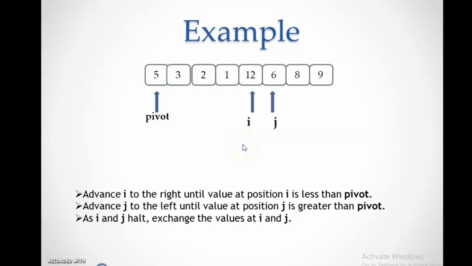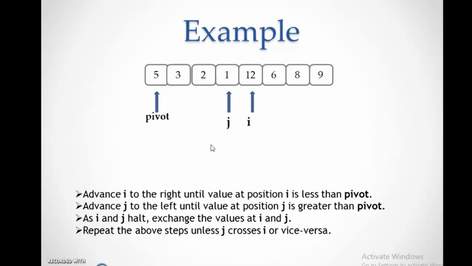Now we can come to the next condition where we have to move J if it has a value greater than 5. Yes, it has value greater than 5. So it moves to 12, which is also greater than 5, and it comes to 1. Now when it comes to 1, we can see that J has already crossed I. And when J has crossed I, we are simply going to swap the value at position J with the pivot. That is 1 goes to 5 and 5 goes to the position of J.